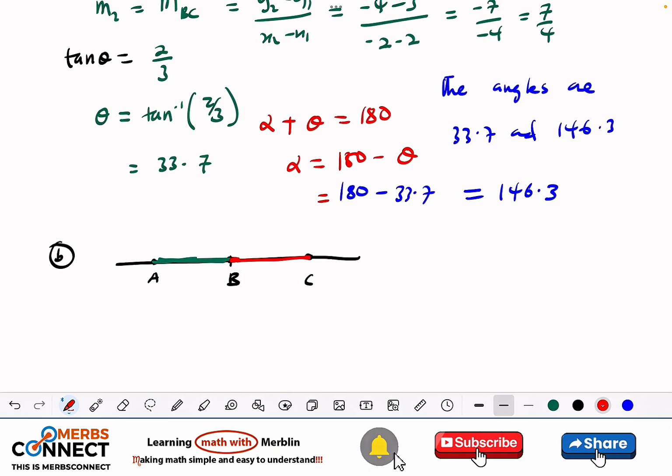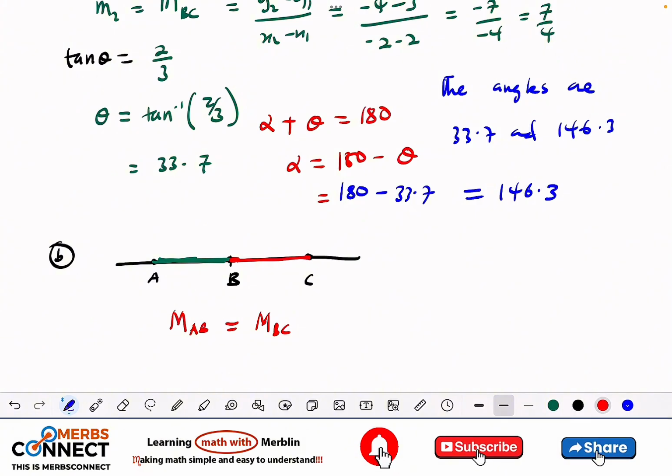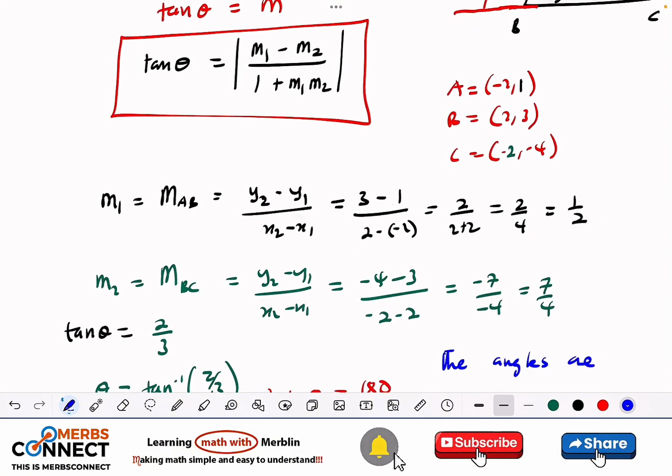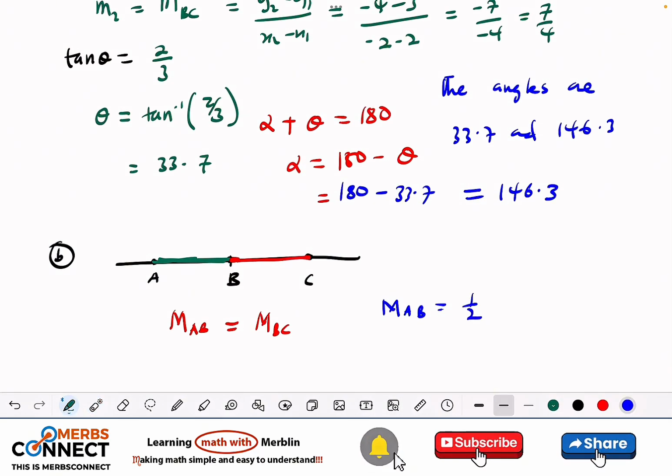So what we mean is, since they are parallel to each other, then the slope of AB should be the same as the slope of BC. But unfortunately, we did that and it was not true. What is the slope for AB? The slope for AB, we had it to be 1/2. What is the slope of BC? We had it to be 7/4. So we can see that the slope of AB is not the same as the slope of BC.